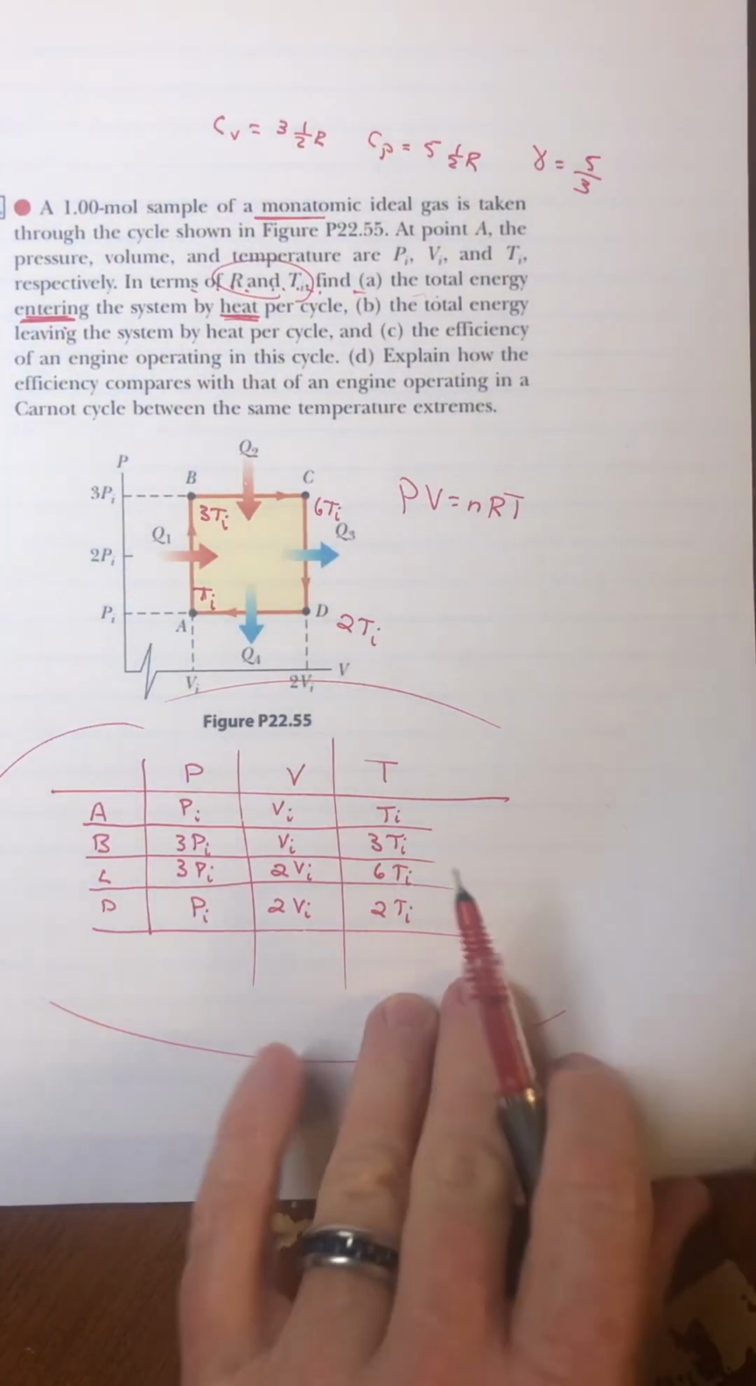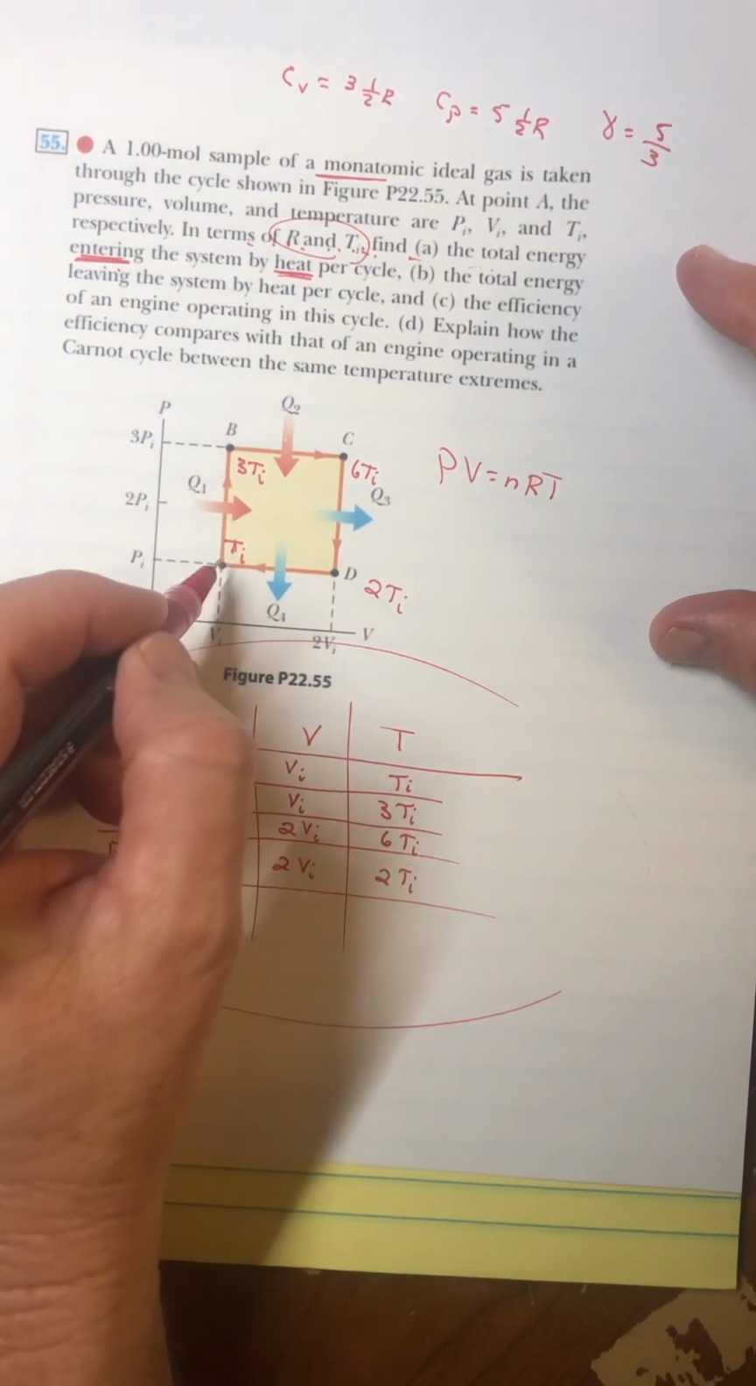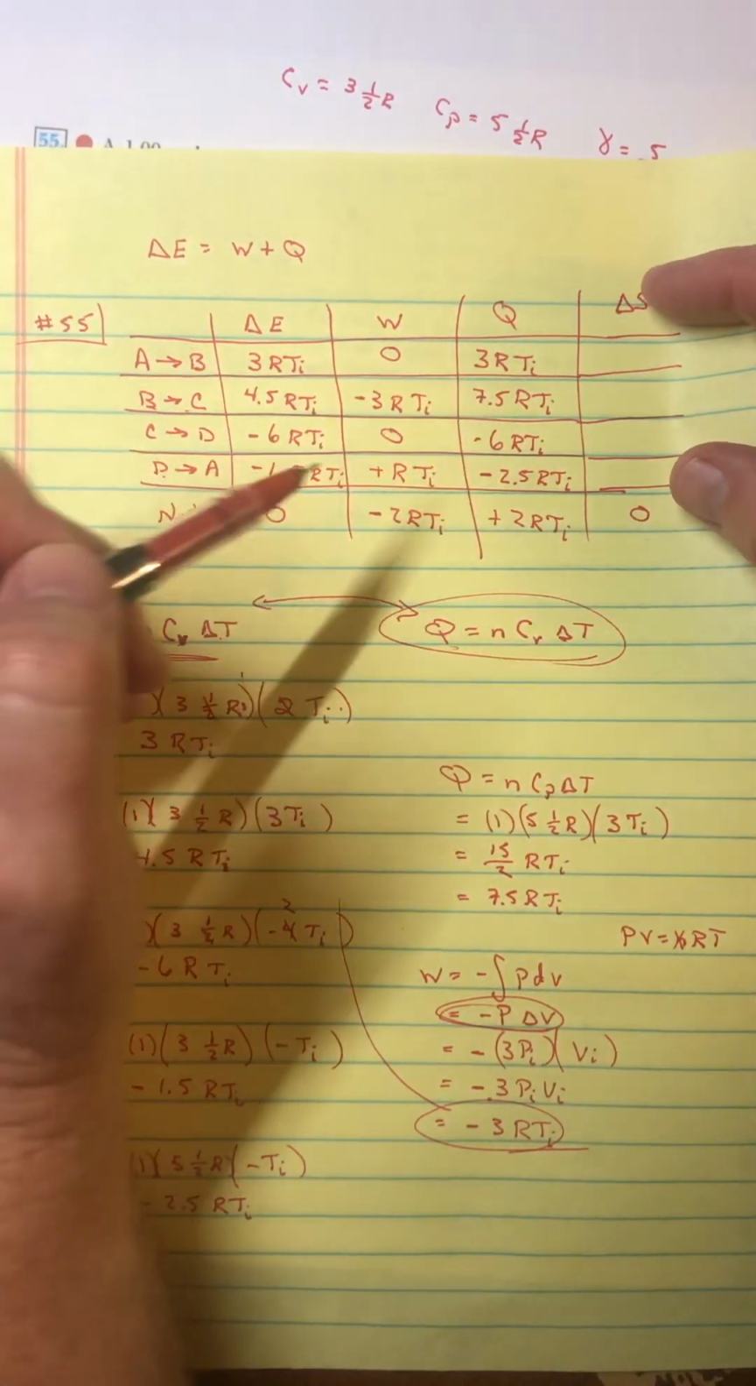So really, to answer A, Q, what we might call Q hot, as they show in the picture, the energy would be entering right here from A to B, and it would also be entering from B to C. And we see that in the chart. Those are each positives.